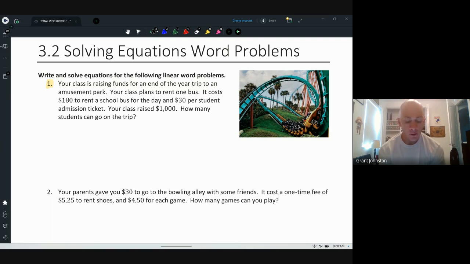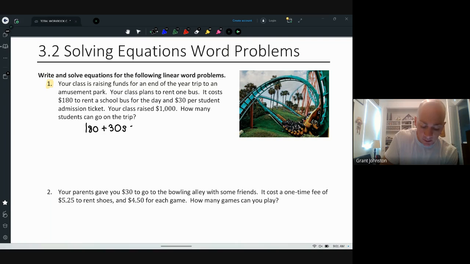Okay, so we're trying to figure out how many students can go on the trip. So maybe I'll use S for students. Just be careful because my S's sometimes look like fives. So I'm going to use S for students. This is how I'm going to set it up. It's 180 for the bus, and that's just a one-time bus fee, plus $30 per student. That's an S. So 30 times the number of students, 30S. That's why I wrote them next to each other like that.